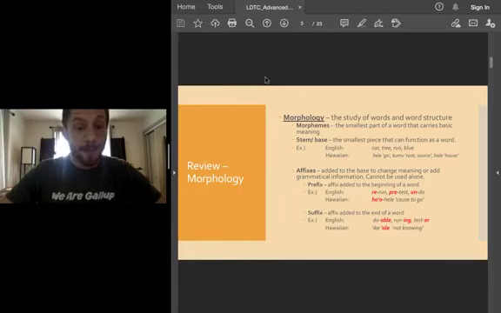The prefix pre affixed to the base test to create the word pretest, and then un affixed to the verb do to create the new verb undo. Suffixes, we have some examples. And then my Hawaiian example, we have a causative prefix ho'o added to the verb hele, creating the word ho'ohele, to cause to go.